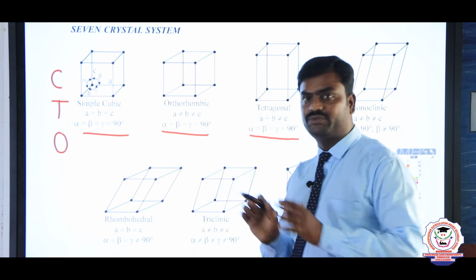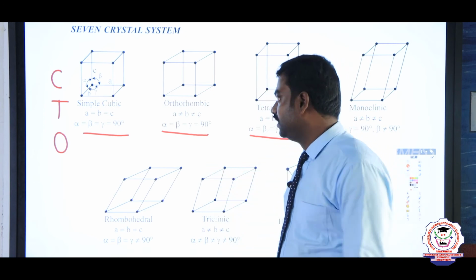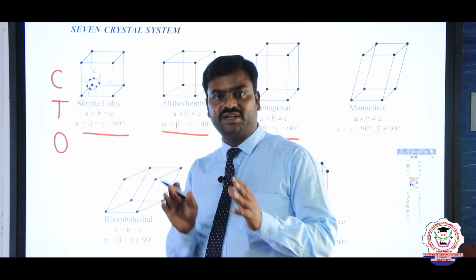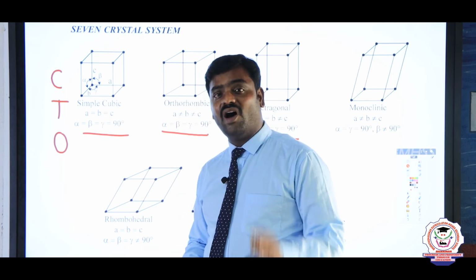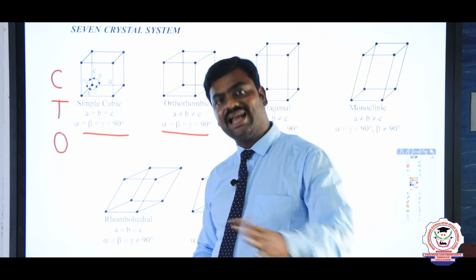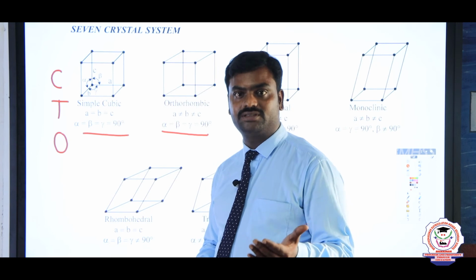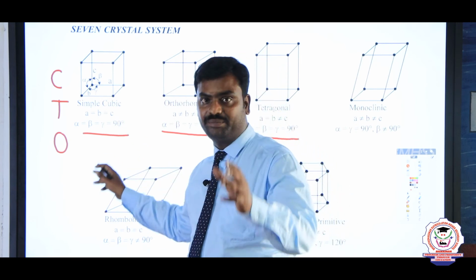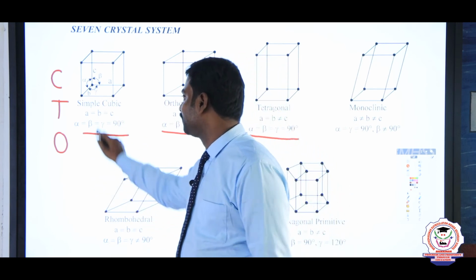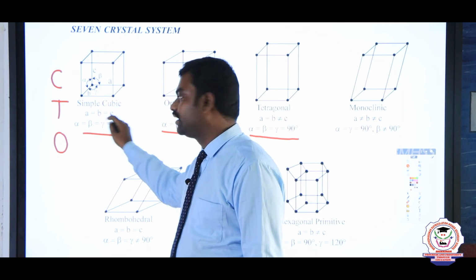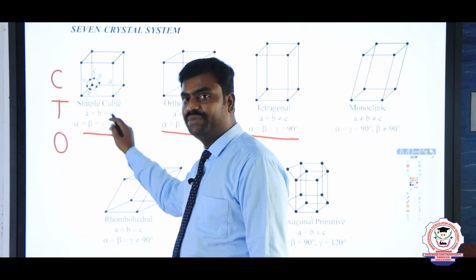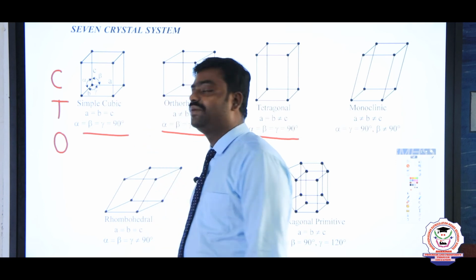Now we are going to find out the relationship between them. In simple cubic, the arrangement is well defined. All the edges are equal and all the angles are also equal, that is 90 degrees, which makes a perfect cubic crystal. So A is equal to B, B is equal to C, alpha is equal to beta, beta is equal to gamma, and that is equal to 90 degrees.